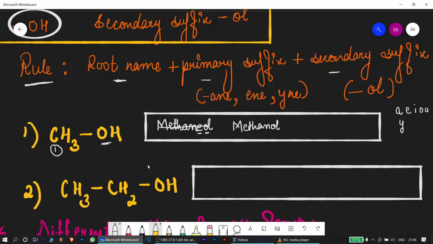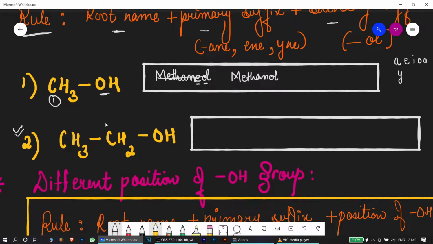Correct? Now coming to the second one, which is CH3CH2OH. Now let us start with this. Here we can see carbon 1 and carbon 2, the numbering of the chain. So for two carbons, it is ethane because it is an alkane, and then OL. So ethanol. I hope it is understood.